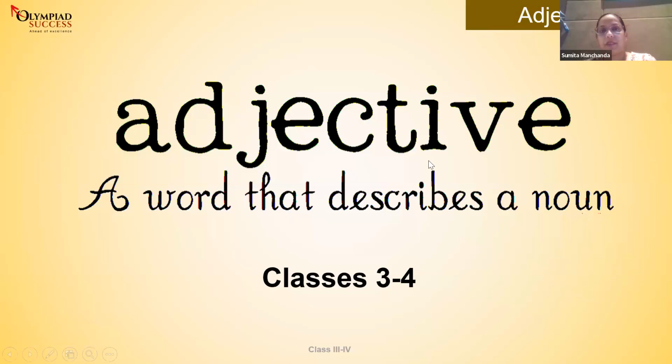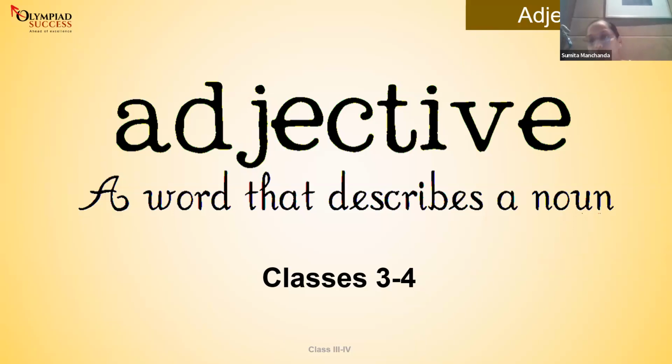Okay, children. Now, today we'll be doing adjective. Does anyone have any idea what the word adjective means? Anyone want to try? You can write in chat, please. Any idea what is adjective? Okay, that's correct. Adjectives are said to be describing words.